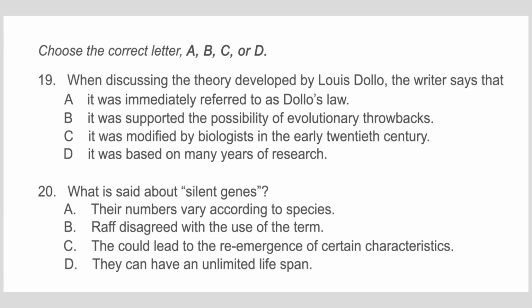about multiple choice questions. Now, the first one, question number 19, choose the correct letter A, B, C, or D. First of all, let's read the question. When discussing the theory developed by Louis Dolo, the writer says that A, it was immediately referred to as Dolo's law. B, it supported the possibility of evolutionary throwbacks. C, it was modified by biologists in the early 20th century. D, it was based on many years of research.